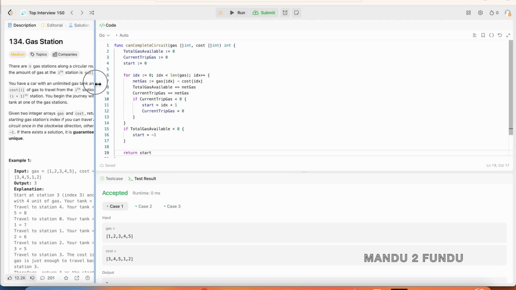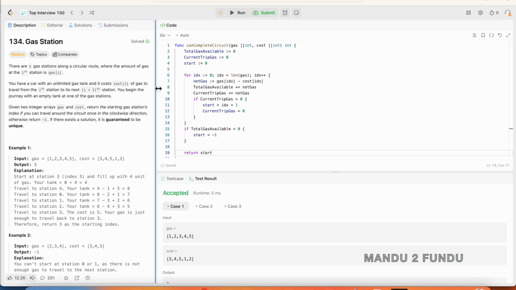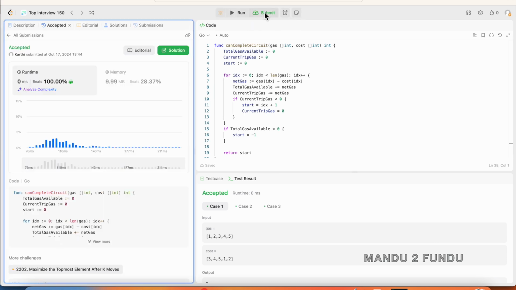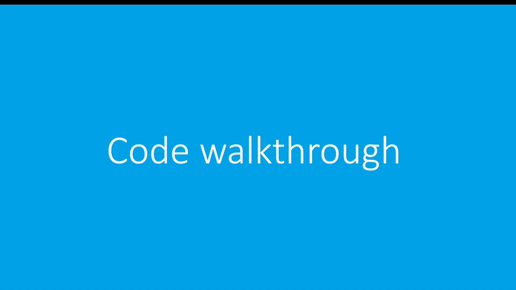Next I'm going to submit this program. Cool, this program is accepted. Next I'm going to do the code walkthrough with sample input.